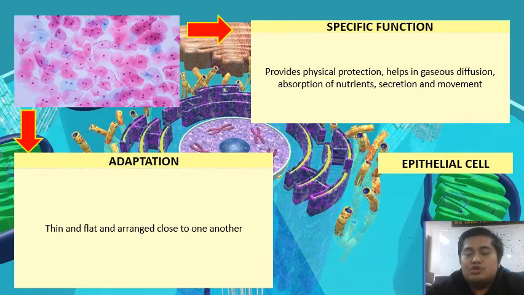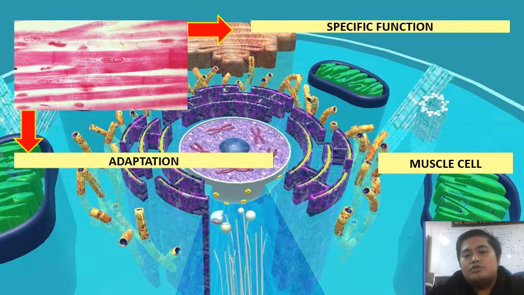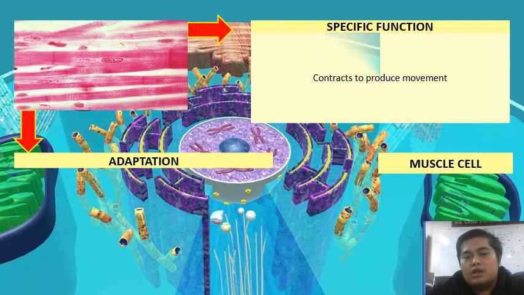So as for the adaptation, is they are thin and flat and also arranged closely to one another. So sel-sel epithelial ni biasanya dia berstruktur nipis dan rata, dan dia akan duduk rapat antara satu sama lain. Sebab apa? Untuk memudahkan pertukaran bahan, contohnya pertukaran gas. So next we have our muscle cell. So muscle cell is to contract and relax to produce movement.